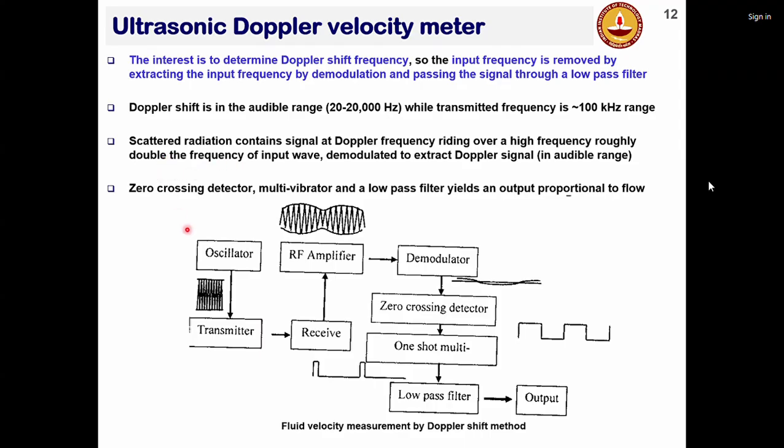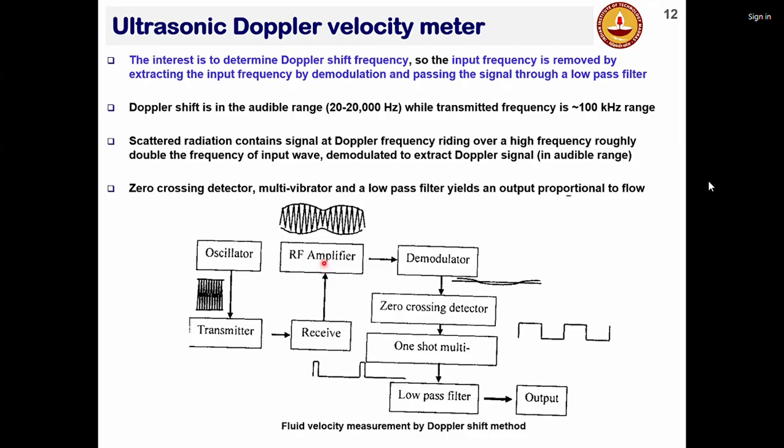So what you do is you have an oscillator. The oscillator is this PZT transducer, a PZT crystal which oscillates and gives the waves. These waves get transmitted into the fluid, and you have some dust or impurity in the fluid which scatters the signal. The scattered signal is received by a detector, and this detected signal is then amplified using an RF amplifier.